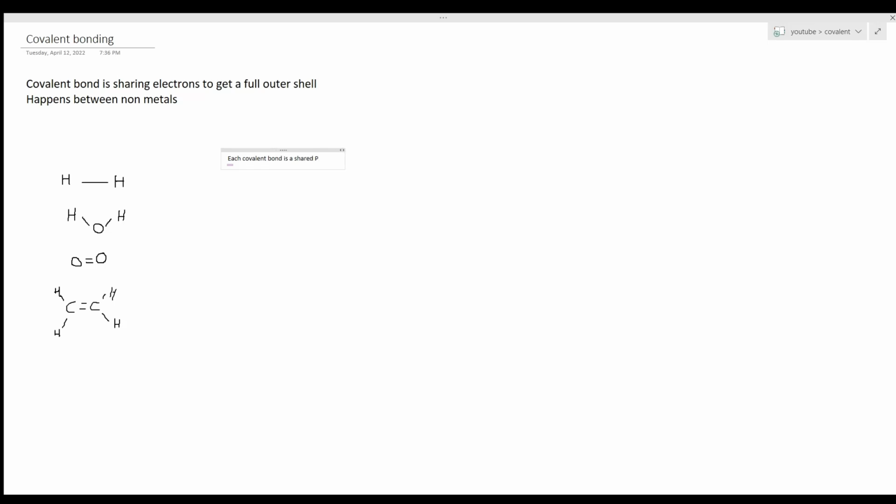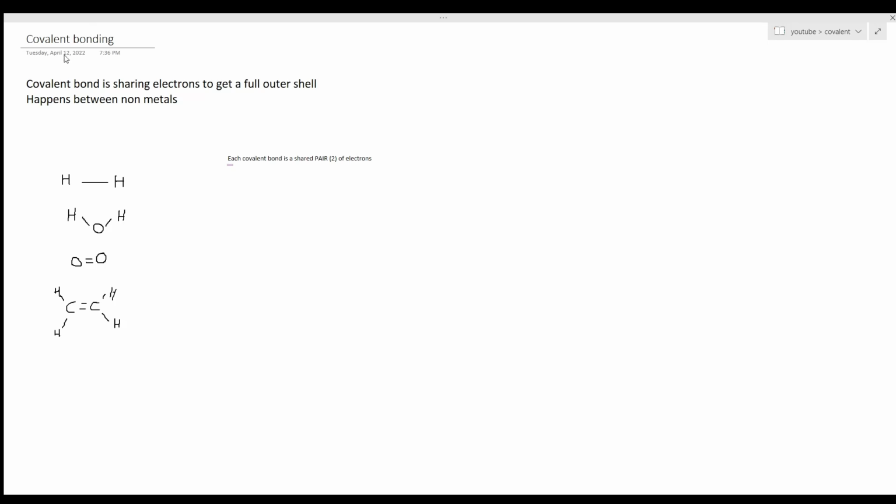So each covalent bond, represented here by a line, is a shared pair. Pair means 2 electrons. So that means that between this hydrogen here and this hydrogen here, there are 2 electrons. Between this hydrogen and this oxygen, there are 2 electrons. Between this oxygen and this oxygen, there are 4, 2 for each line. Okay, so what exactly is a covalent bond?